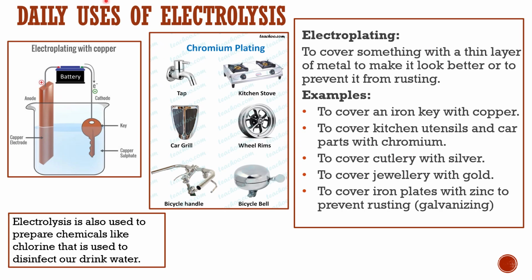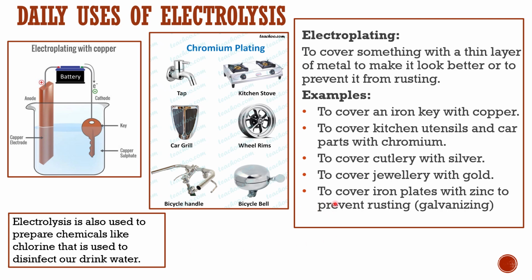And then lastly, where do we use electrolysis in everyday life? We can use it for electroplating, to cover iron with copper or silver or chromium. All the taps and shiny objects that we use on cars and in our kitchens and bathrooms are iron objects covered with a layer of chromium through electroplating or electrolysis. And electrolysis can also be used to prepare chemicals like chlorine. And the chlorine is what we use to disinfect our drinking water.